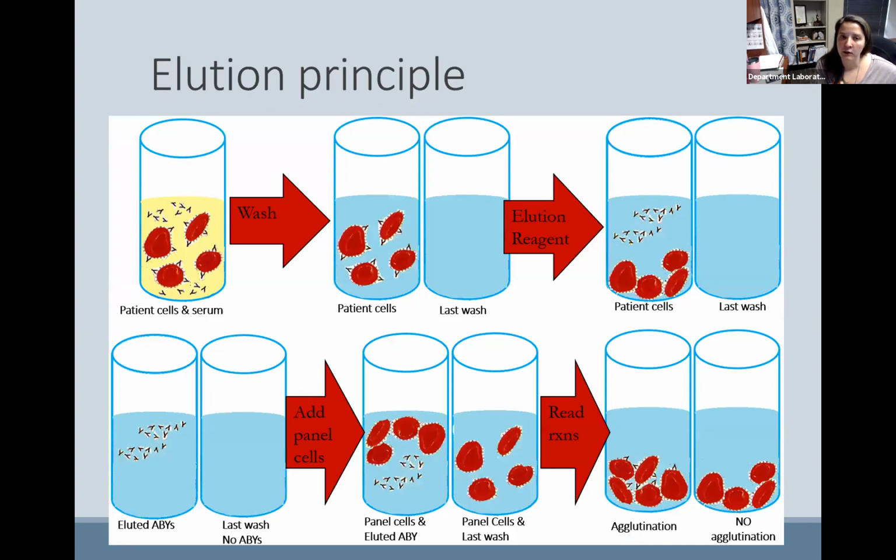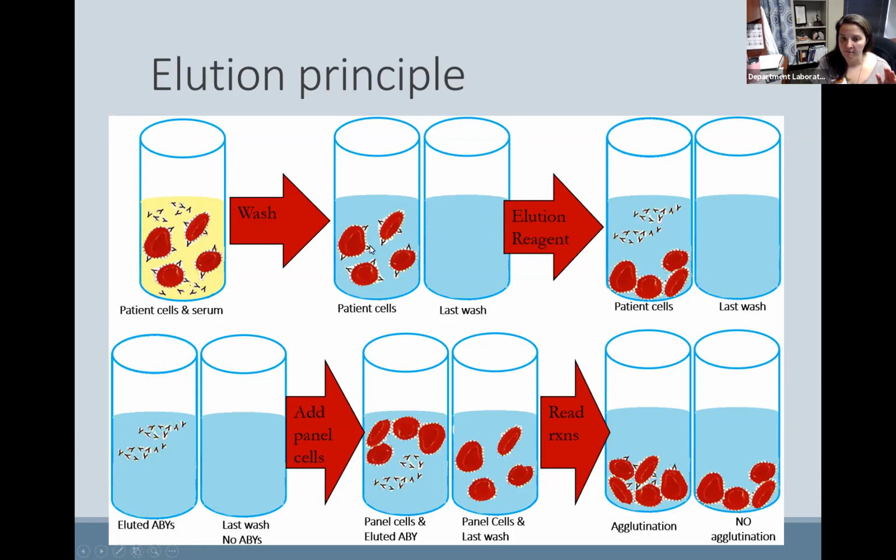So here's your elution principle. This is what's going on. So you have your patient cells in plasma. Note in this that you do have antibody that is coating the patient cells. That's what's causing our positive DAT. We want to know what is coating patient cells. Okay, so we're going to do a series of washing. Notice after a series of washing, we have removed all of the unbound antibody. Okay, so we're only focused on what is coating the red cells.